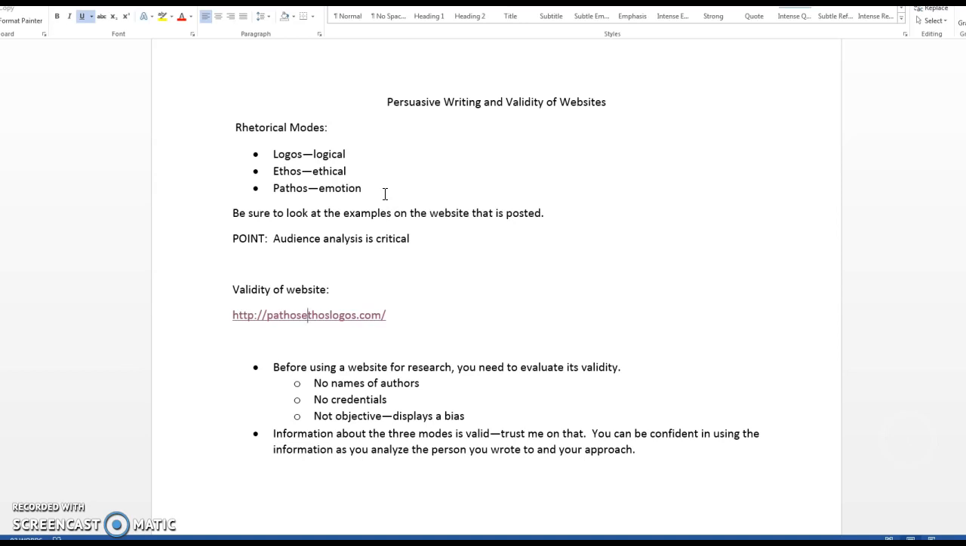Now, this is why audience analysis is so critical. I'm sure at this point you're sick of hearing me talk about audience and purpose analysis. But you need to know your audience to know what buttons to push to convince them to see your viewpoint. If the person is a logical thinker, you may want to posit the logos. If they're really emotional, you may want to posit the pathos. And ethos should always be in there. You talk about why you're qualified to be speaking about this, your own experiences. That really should be in any type of persuasive writing.